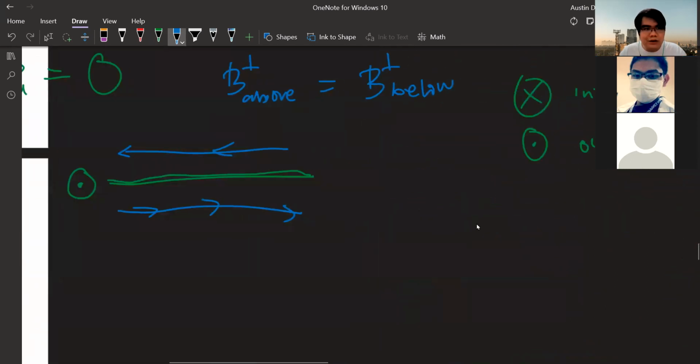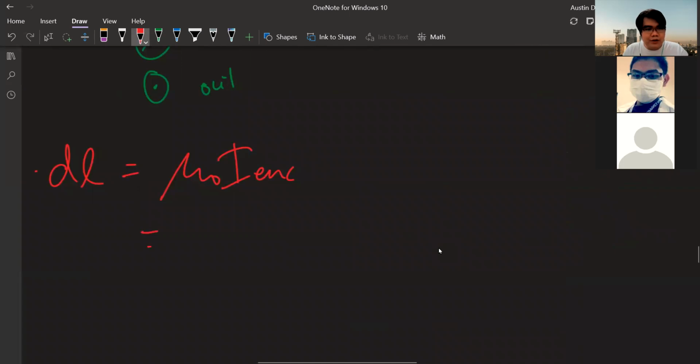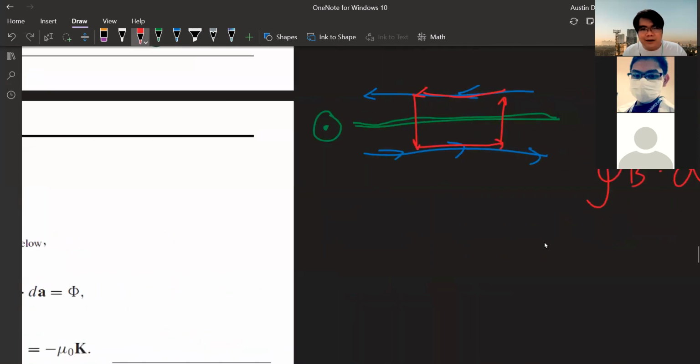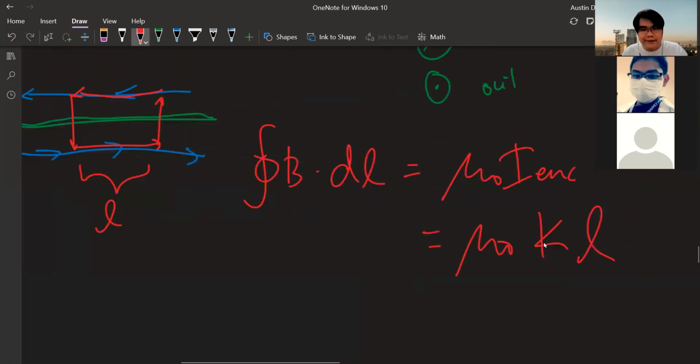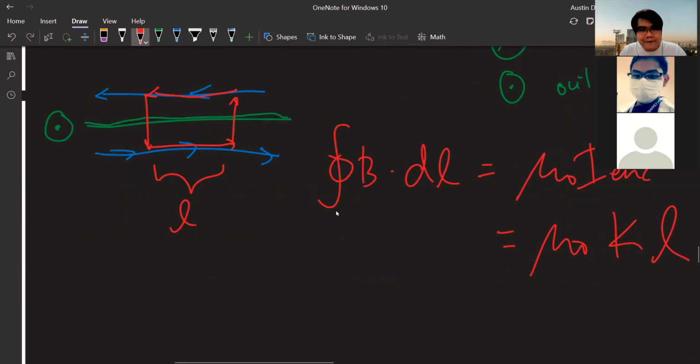Okay, so we make a loop. Very straightforward naman. Gagawa tayo ng Amperian loop para makuha this guy. So that's the closed integral of B dot dl, and that would be mu naught I enclosed. So the mu naught I enclosed will be K times L. Okay? Kung gaano kahaba itong gagawin nating loop. Ayun lang din yung kanina, di ba? Tapos, yung B mo would be two things.